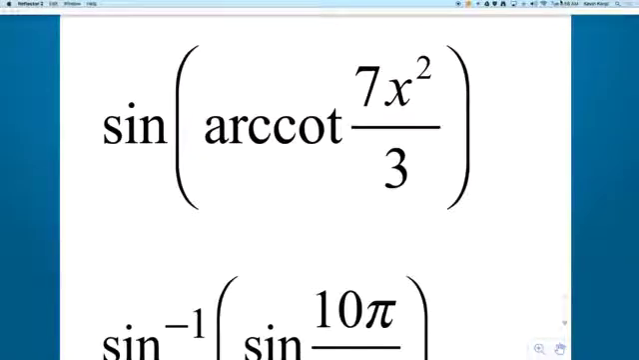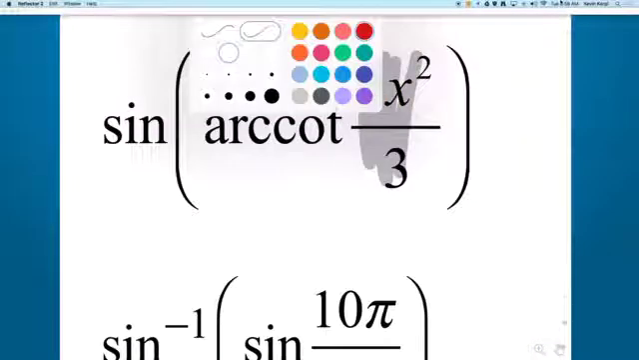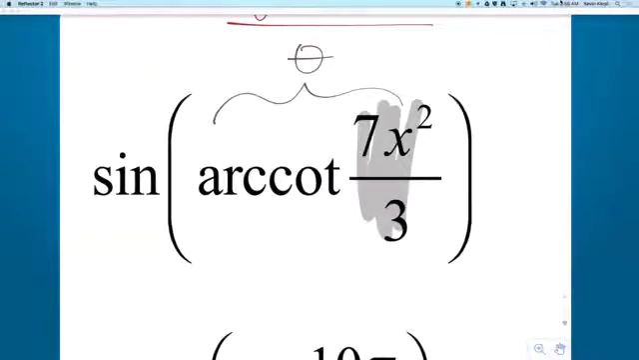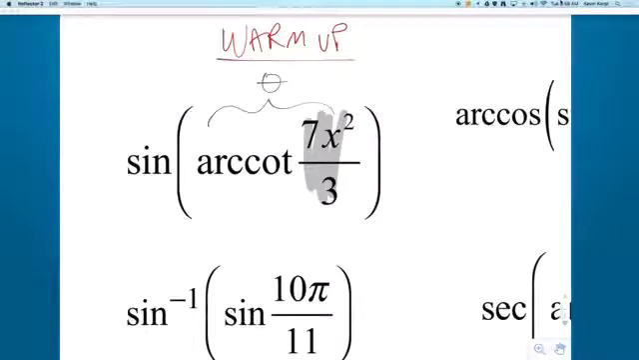Sine of arc cotangent of 7x squared thirds. So we start with an angle or a ratio? Start with a ratio. The arc cotangent, which we didn't memorize what the graph of the PVR was, we know that that's going to give us some angle theta. And then we're going to take the sine of that theta, and we're going to end up with a ratio. So we start with the ratio, we end with a ratio.